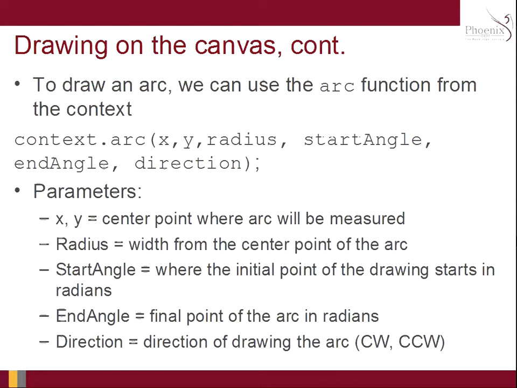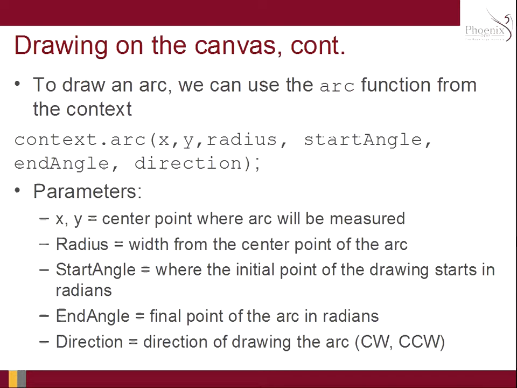creating arcs or circles. One thing that we should remember is the start angle and the end angle use radians as values instead of degrees, so we have to convert the degrees to radians. And the last parameter would be the direction. So the direction value would be a boolean value, true or false. If the value is true, then drawing would be clockwise. If the value is false, then drawing would be counterclockwise.